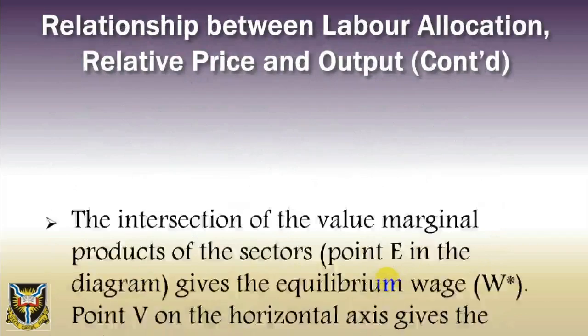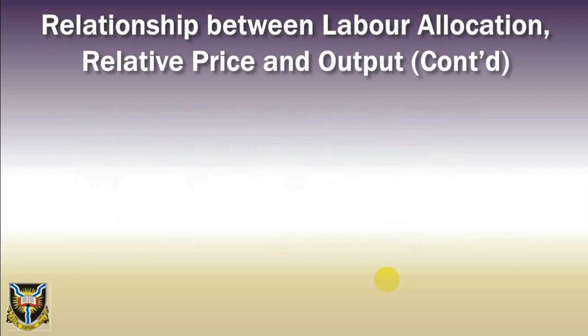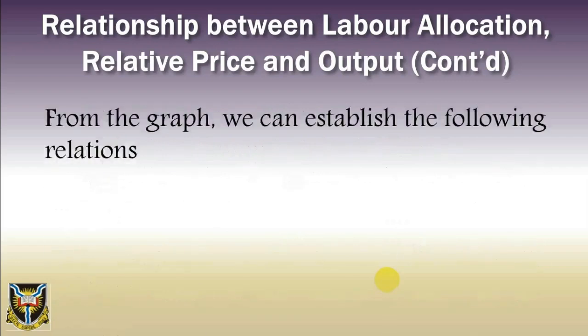The intersection of the value marginal product of the sectors gives the equilibrium wage. Point V on the horizontal axis gives the appropriate labor allocation to each sector. In particular, at the equilibrium wage rate, labor demand by the oil sector is OV, while labor demand by the agriculture sector is VO. From the graph, we can establish the following relationship.